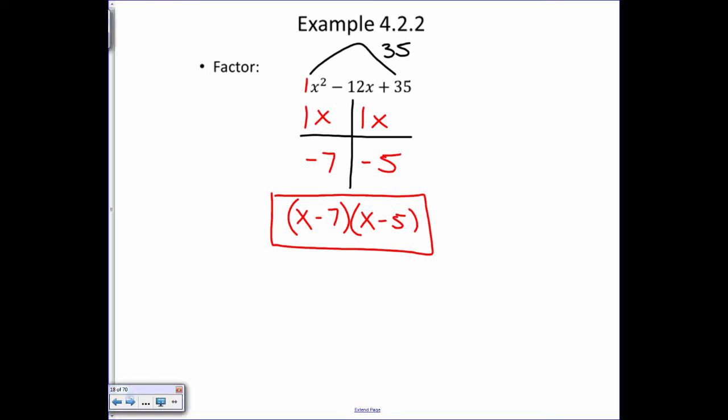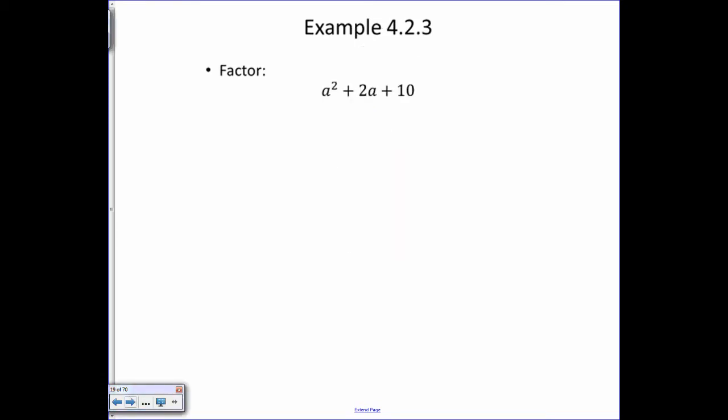Okay, let's keep going. a squared plus 2a plus 10. Again, we're going to take the first number and the last number, multiply them together, make ourselves a box. 1a, 1a. And now we need two numbers that multiply to give you 10 and add to give you 2. Well, the only numbers that multiply to give you 10 are 10 and 1 and 2 times 5. And neither of those pairs add to give you 2.